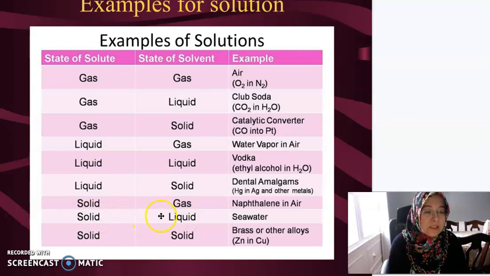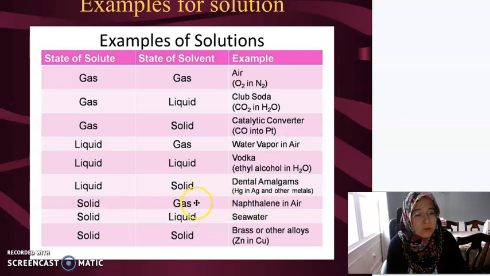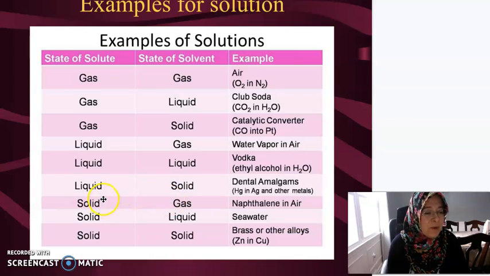Liquid, solid. That is, in water you have sea salt, right? This is naphthalene in air. Your solvent is gas and naphthalene particles are in it. They are solid particles. Like dental amalgams, the mercury is liquid, and you are mixing it with silver. So your solvent is solid, and you are adding the liquid in it. So these are some examples of solutions you see in daily life.